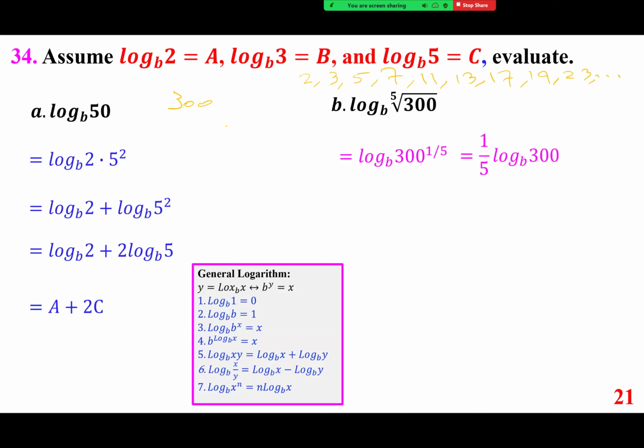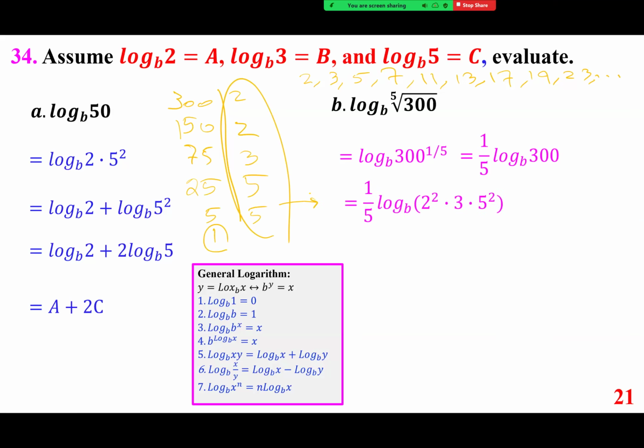We want to do prime factoring of 300. Divide by the first prime number, in this case 2. 150, 75. Can I divide by 2 anymore? The answer is no. We got 3, 25. Can I divide by 3 anymore? No. 5, 5, 5, 1. The moment we hit 1, we are done. So we're going to write it as 2 squared times 3 times 5 squared.